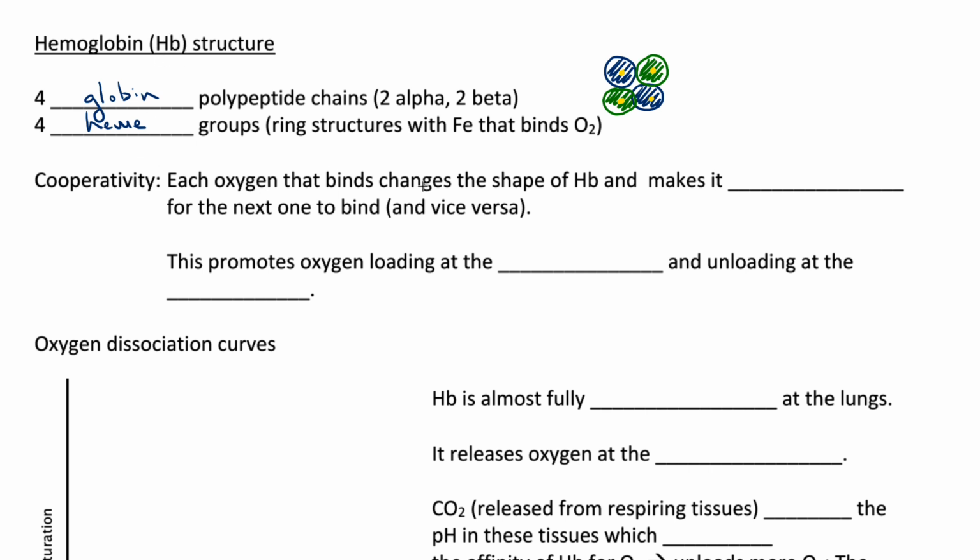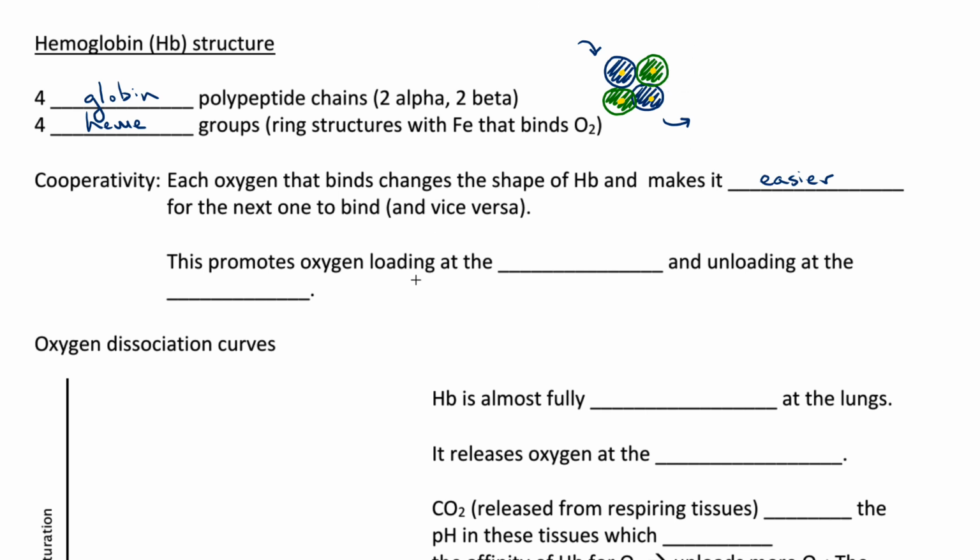So each oxygen that binds to hemoglobin changes the shape of the hemoglobin overall, and makes it easier for the next oxygen to bind. So the first oxygen that jumps on makes it easier for the second oxygen to jump on by subtly changing the shape of the hemoglobin. And that makes it easier again for the third to jump on and for the fourth to jump on. And vice versa as well. The first oxygen to jump off makes it easier for the next one to jump off, etc.